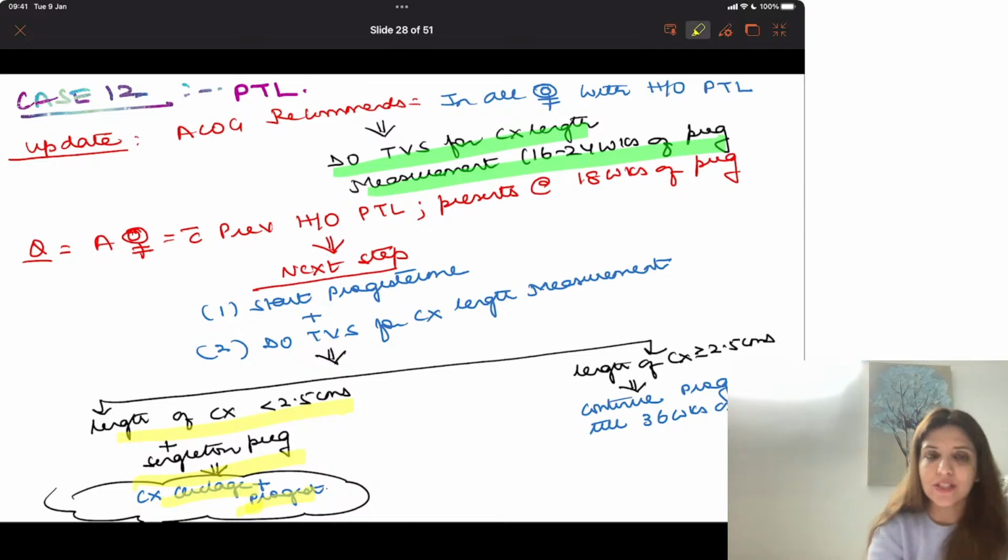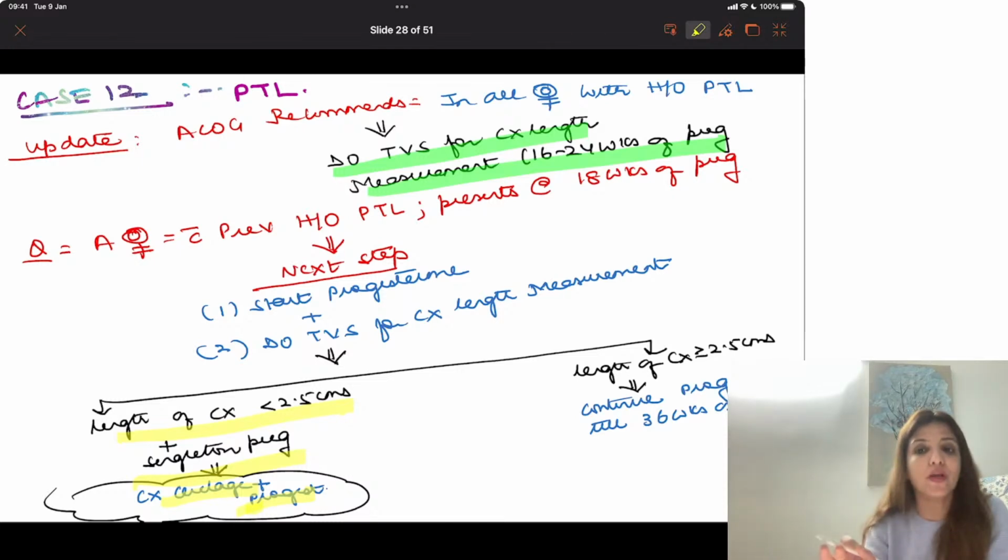Suppose your question says that there is a pregnant female who is coming to you at 18 weeks, and on TVS her cervical length is more than or equal to 2.5 centimeters. What is the next step? The next step is you are going to continue her progesterone till 36 weeks of pregnancy. Right? Progesterone you have to give irrespective of cervical length if there is previous history of preterm labor.